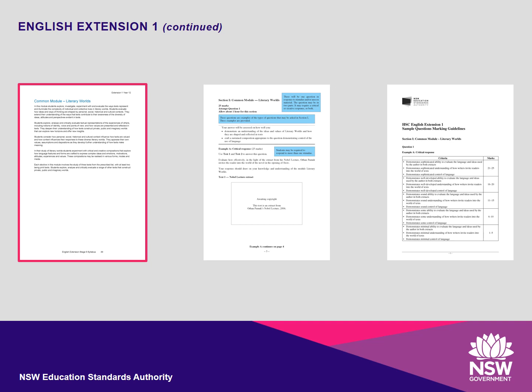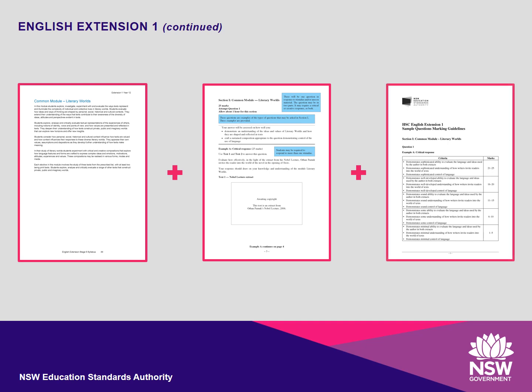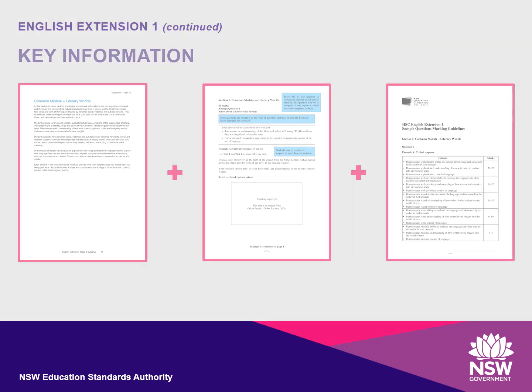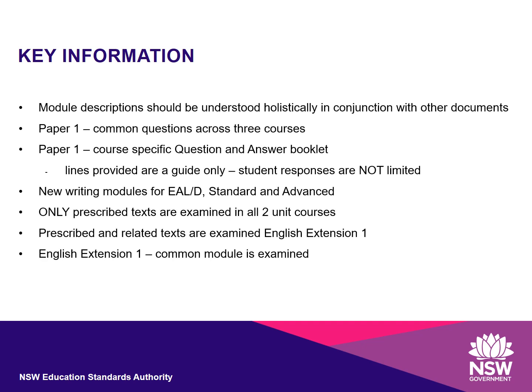Reading the module description in conjunction with the sample questions and marking guidelines will help you understand the requirements for the common module. In summary, all module descriptions should be understood holistically and read in conjunction with the other documents. There are common questions across the 3 English courses: Studies, Standard and Advanced. Paper 1, Section 1 has different question and answer booklets for each course. Note that lines are provided as a guide only. The length of student responses is not limited.